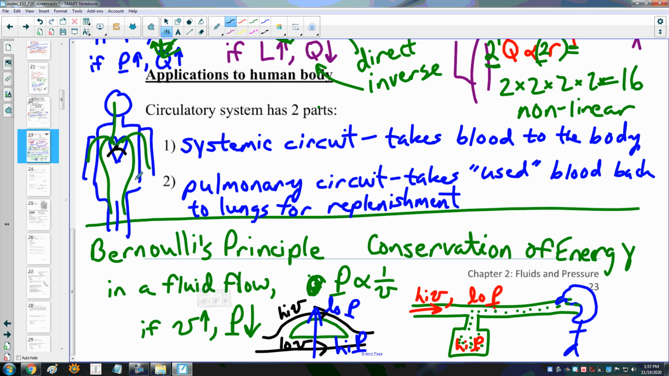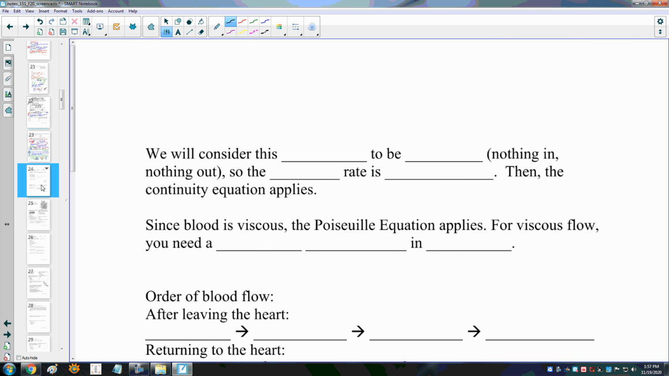We'll keep going. All right. So we will consider this system, the entire system, to be closed. That means that there's nothing coming in and nothing going out. That's sort of true. It's mostly true that there's nothing going in and nothing going out. So the flow rate is constant.